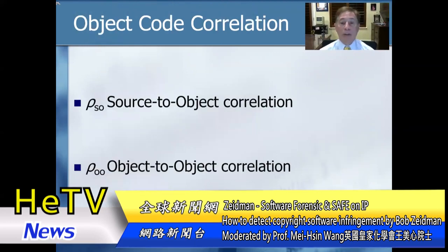If bitmatch is comparing source code to object code, then it outputs a source to object code correlation score. If it's comparing object code to object code, then it puts out object to object code correlation scores.